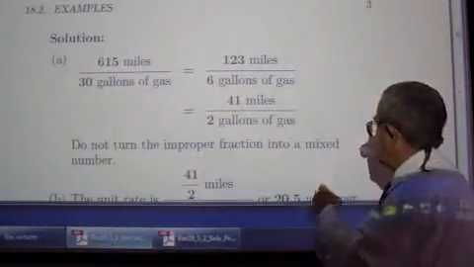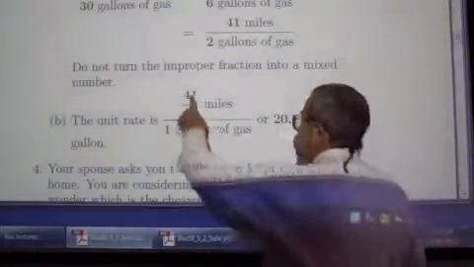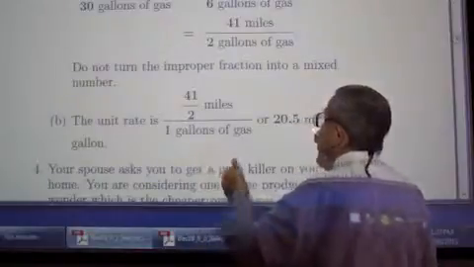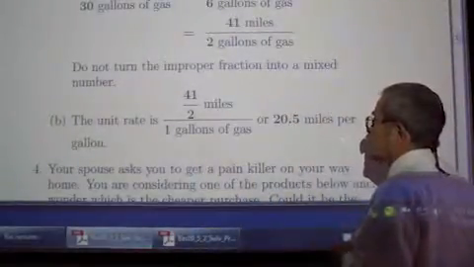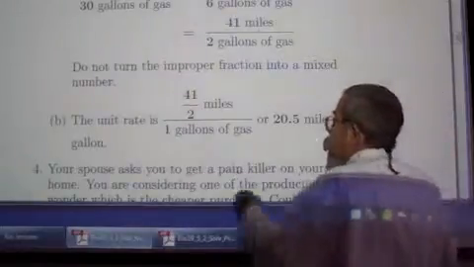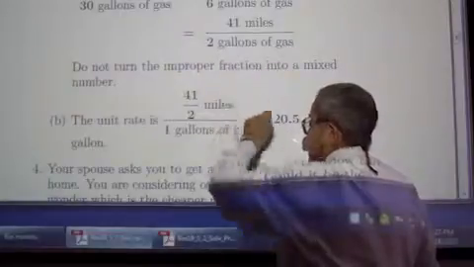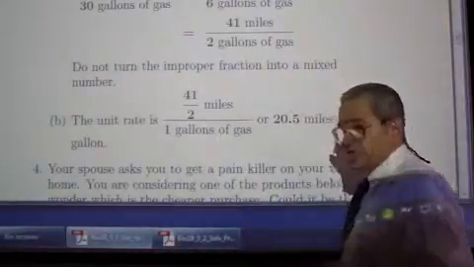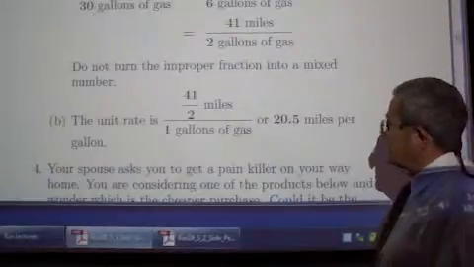Do not turn the improper fraction into a mixed number. Do not turn this into a mixed number. Why not? Why couldn't you say 20.25 miles per gallon? I don't understand the statement that I made here. I don't remember what my reasoning was, and I certainly don't see it now. Okay.